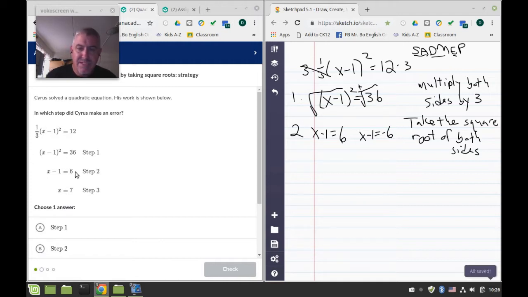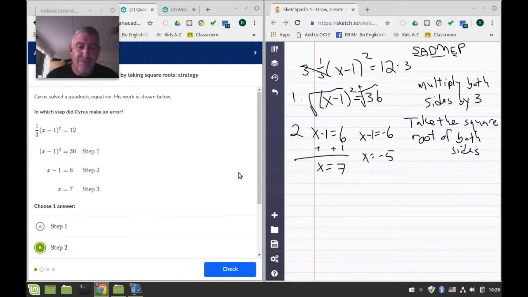So let's see, that's my step 2. Step 2, oh, he only got the positive one. That's where he made the mistake. And so when we finish up, we'll get x equals 7 or x equals negative 5. That looks familiar, right? So x equals 7. He only got one answer. He didn't get 2 answers. So this is a big problem if we're going to solve this. We need 2 answers. There's almost always 2 answers. So our mistake here was in step 2.